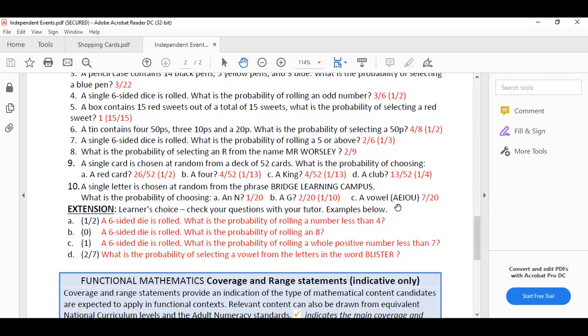A vowel, which is A, E, I, O, or U. 7 over 20. So we've got one I. We've got an E. Next to L, we've got another E. We've got an A. And then further down the line, we've got an I. So they're vowel letters. We also have another A in Campus and a U there as well. So that's a total of 7.